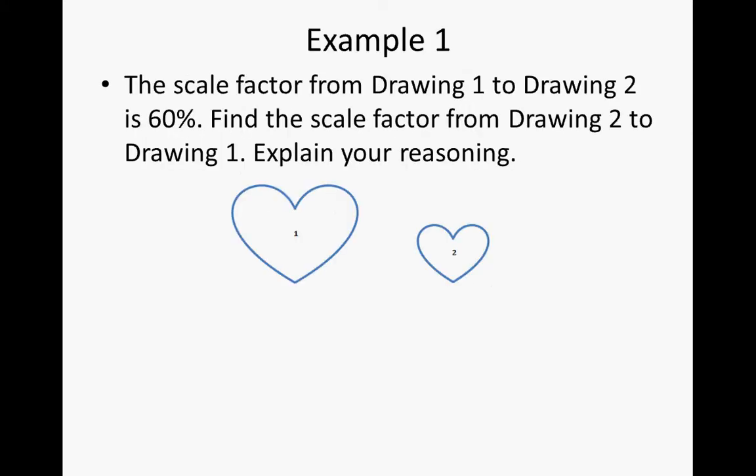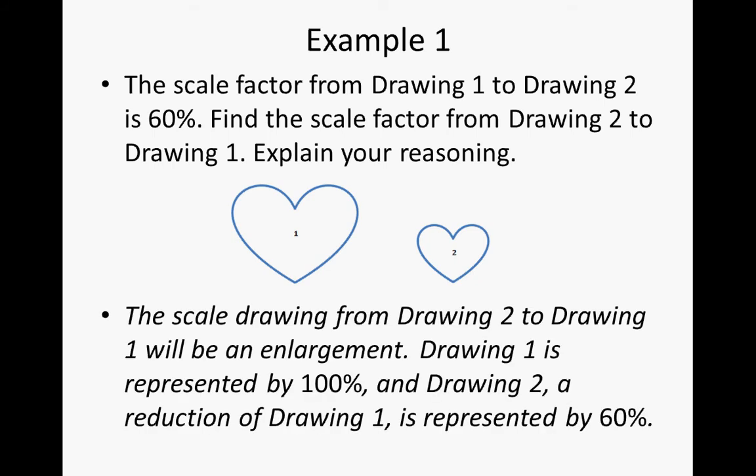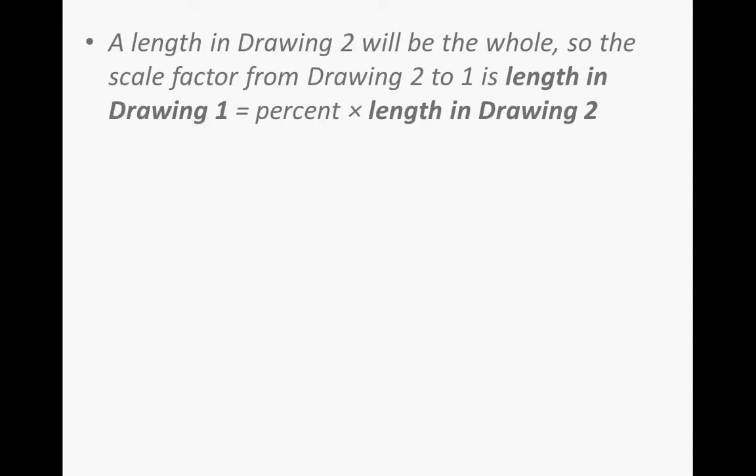Alright, so let's take a look at example 1. The scale factor from drawing 1 to drawing 2 is 60%. Find the scale factor from drawing 2 back to drawing 1. Explain your reasoning. Well, the scale drawing from drawing 2 to drawing 1 will be an enlargement. Drawing 1 is represented by 100%, and drawing 2, a reduction of drawing 1, is represented by 60%. So a length in drawing 2 will be the whole.